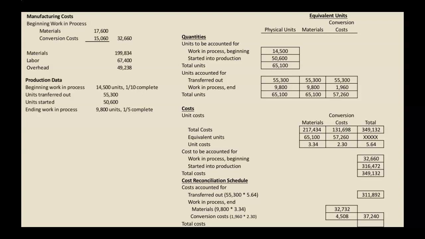So now we have our final line on our production cost report of just our total cost. So we're going to take the cost from our transferred out, that $311,000, and add in our ending work in process cost, the $37,000, and we get $349,132. So you'll notice every single time that you had a total cost it was the same amount.